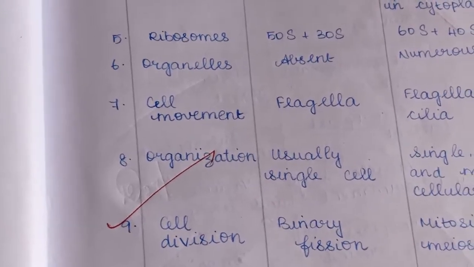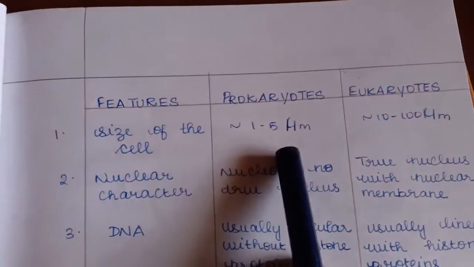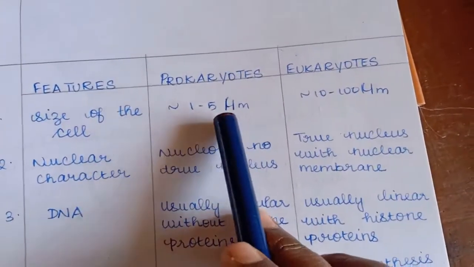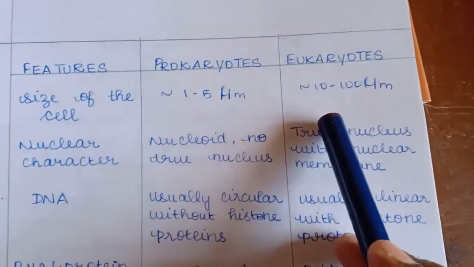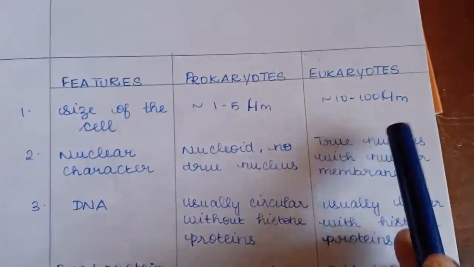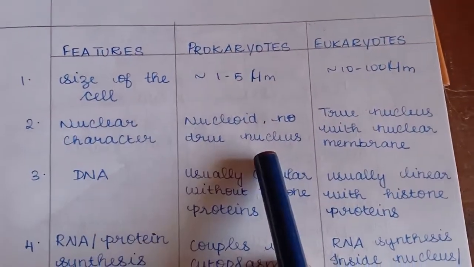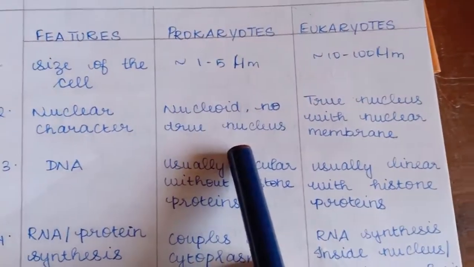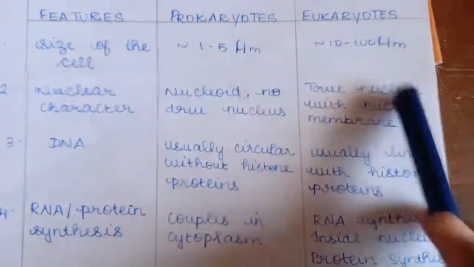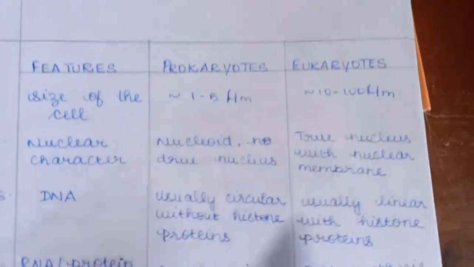Now let's move to the characters of prokaryotes and the eukaryotes. First thing about prokaryote. The size of the cell is approximately 1.5 nanometer and eukaryote it's approximately 10 to 100 nanometers. Okay, this is about the size. Nuclear character. Prokaryotes have nucleoids. They don't have true nucleus. True nucleus are absent. They have only nucleoid. Eukaryotes, they have true nucleus with a nuclear membrane. So this is the difference between prokaryote and the eukaryote.